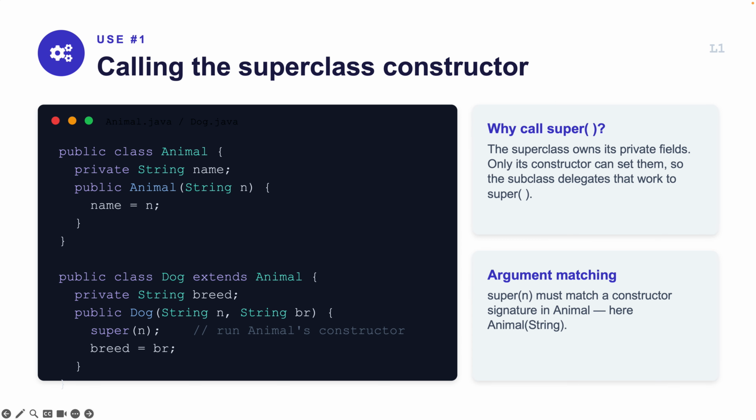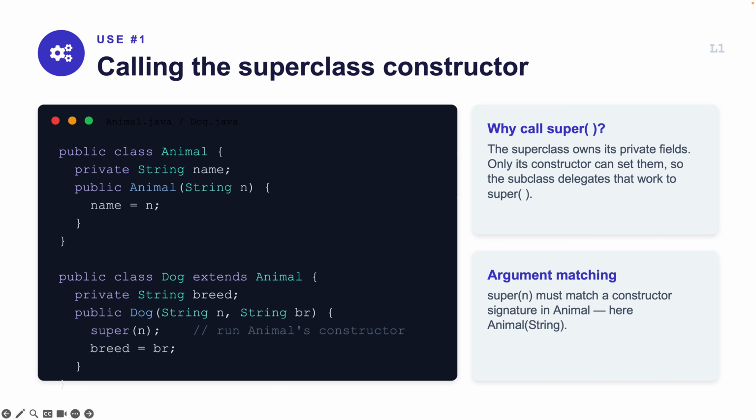Here's the first and most common use. When you build a subclass object, the parent part of that object has to be constructed first. We do that with super and a set of arguments that match one of the parent's constructors. Notice in the code that the Dog constructor calls super of name as its very first line, handing the name up to the Animal constructor, and then sets its own breed field afterward.